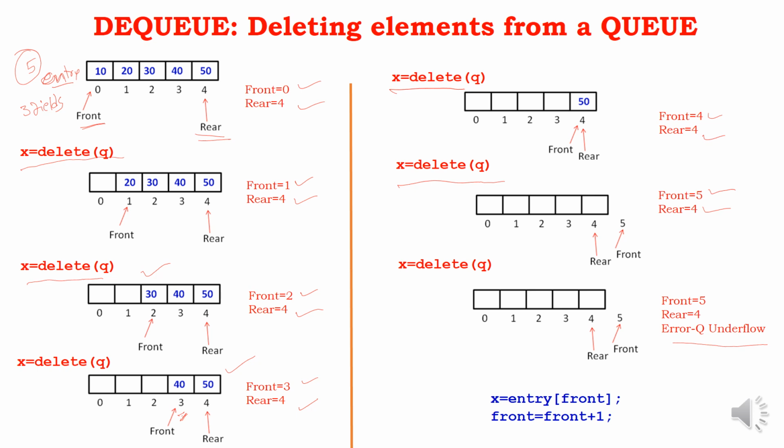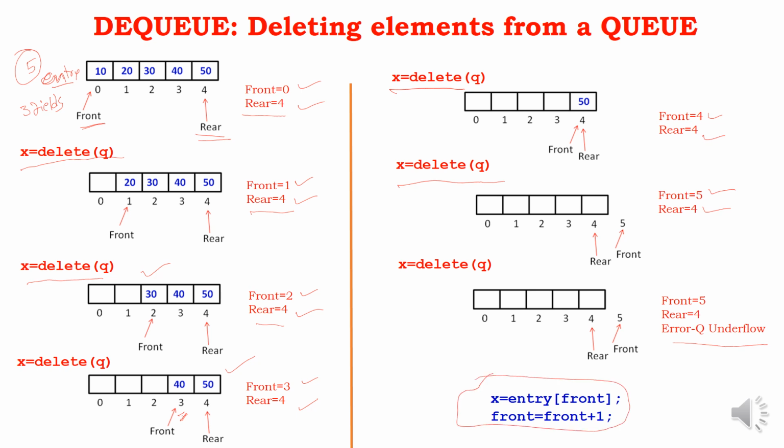See here, while deletion of elements, observe that only front is changing, rear is constant. Initially, when there are 5 elements in the queue, front is 0, rear is 4. After deleting the first element, front is increasing but rear is constant, rear is 4. Then delete one more element, front is 2, rear is 4. See, everywhere while deletion, rear remains the same and front is increasing by 1. So every time you want to delete an element, these two statements we are going to execute.